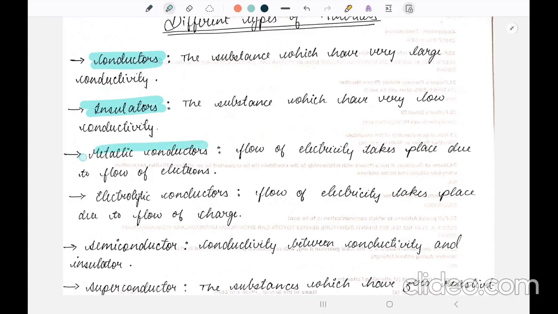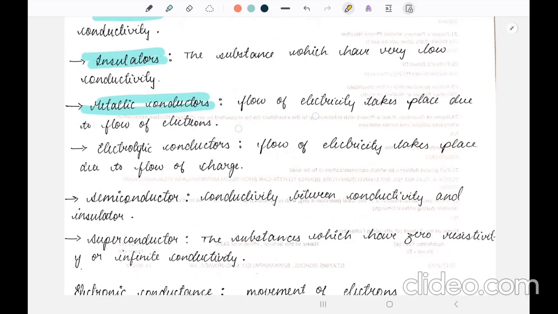Next is the metallic conductors. So metallic conductors are those where the flow of electricity takes place due to the flow of electrons. That is, no flow of matter. So thus, the matter will not decompose. Due to the vibration of the kernels, the electrical conduction decreases with increase in the temperature.